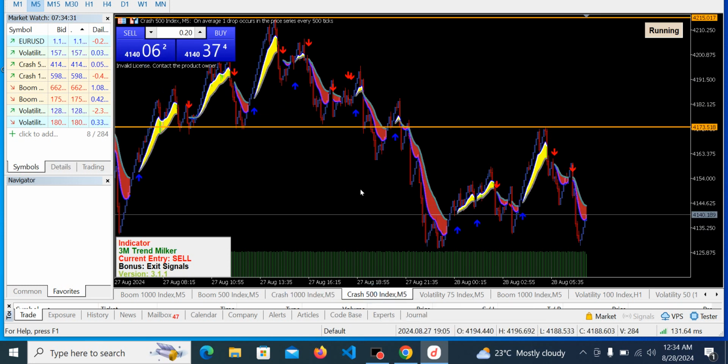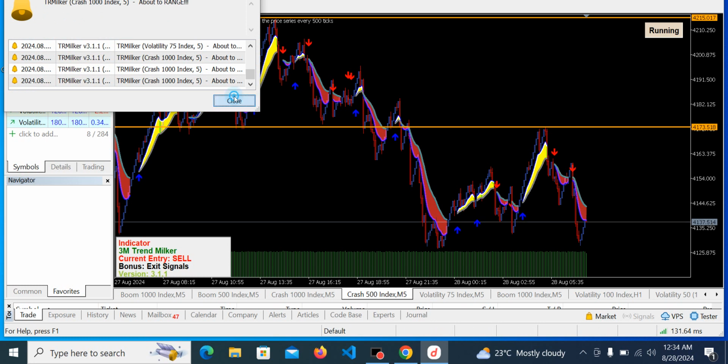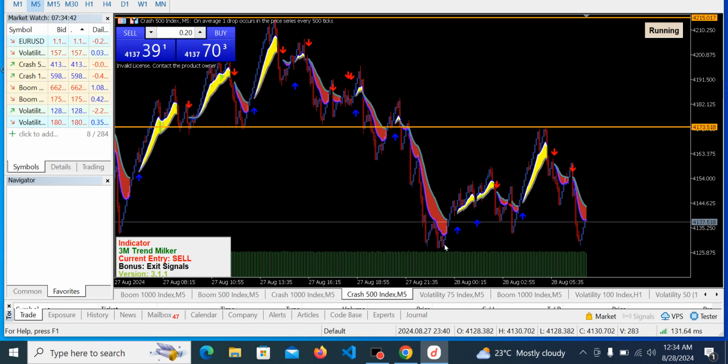The last asset we will be checking out is going to be Crash 500. Crash 500 started a downtrend from here, and it got to this support zone. It was unable to go below the support zone, so it bought for a while but was unable to go above this resistance zone, and of course this has actually pushed it back downward to the support zone again.